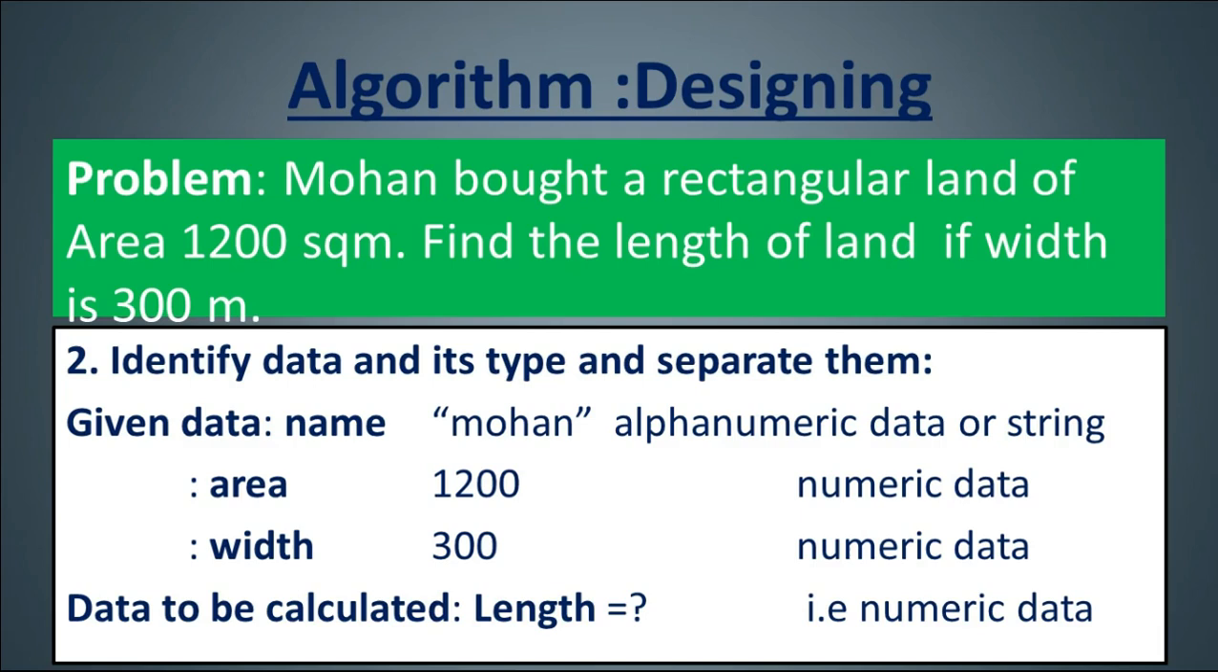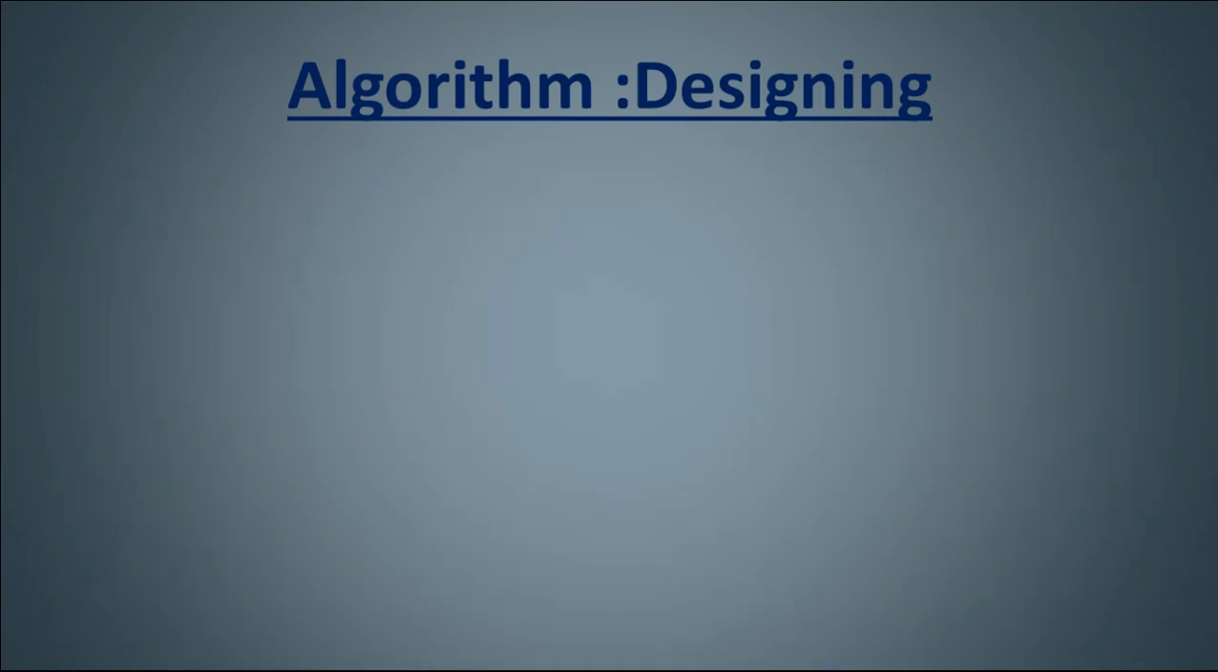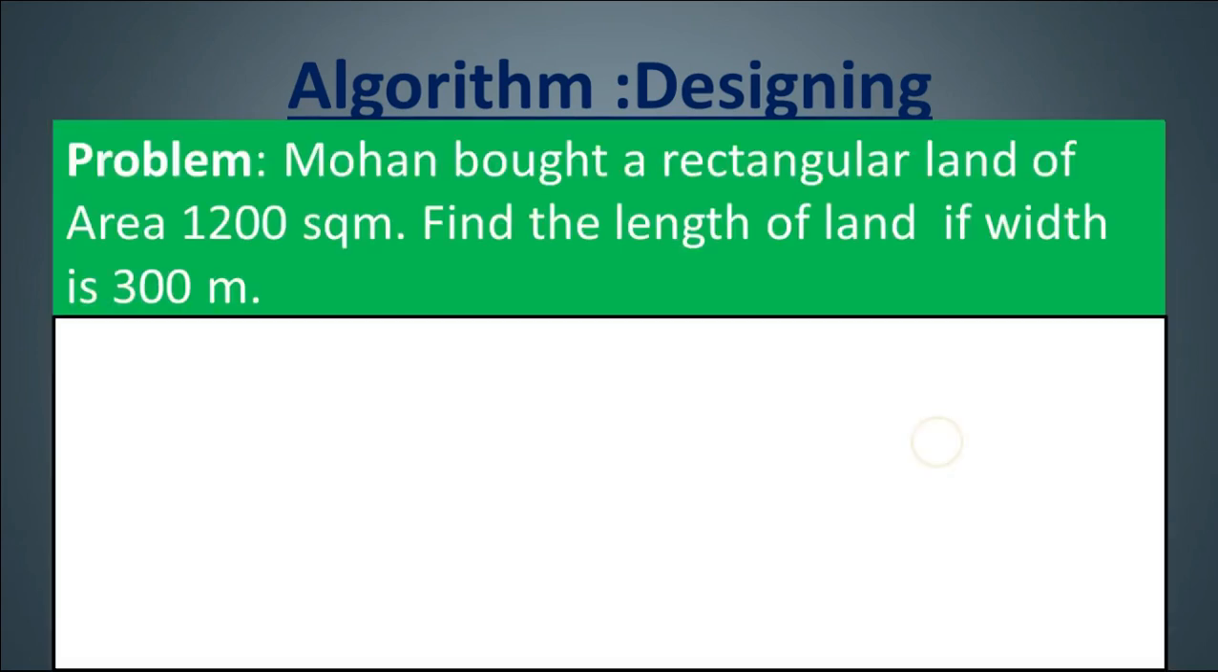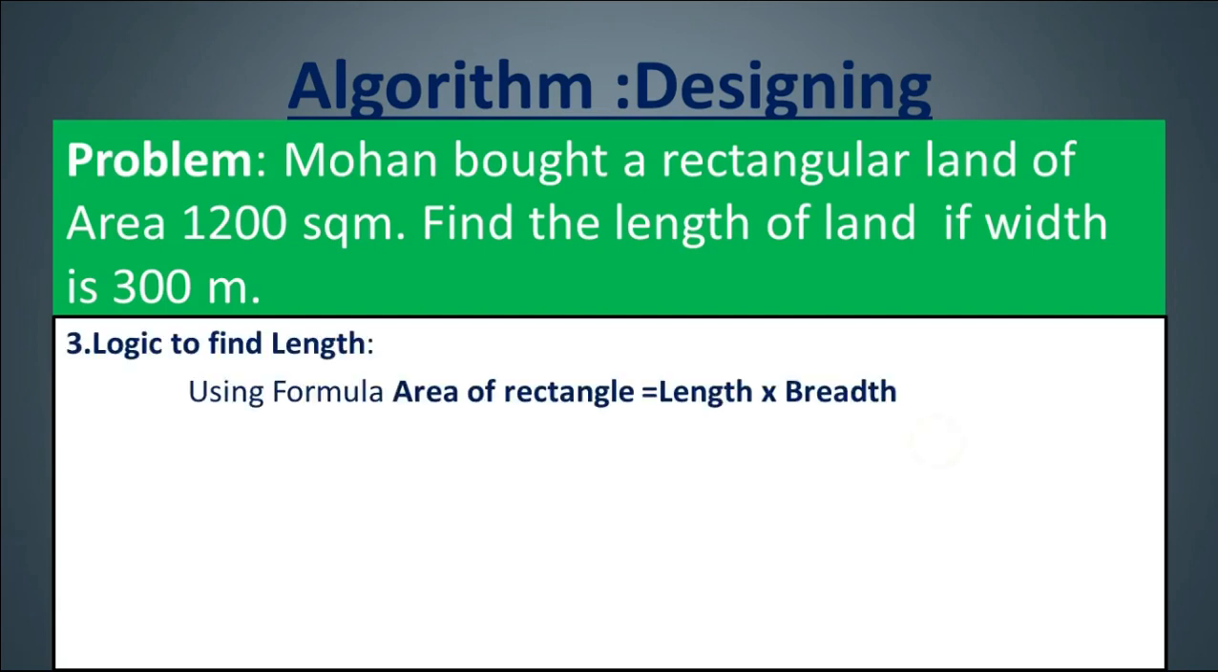Next, after these two steps, you will go for the solution, the logic. How will you find the length of this rectangle? The logic is very simple. You have a formula for finding the area of the rectangle, and you all know that. Area of rectangle is equal to length into breadth. Here on the left hand side there is the area of the rectangle, and on the right hand side there are two variables, length and breadth.